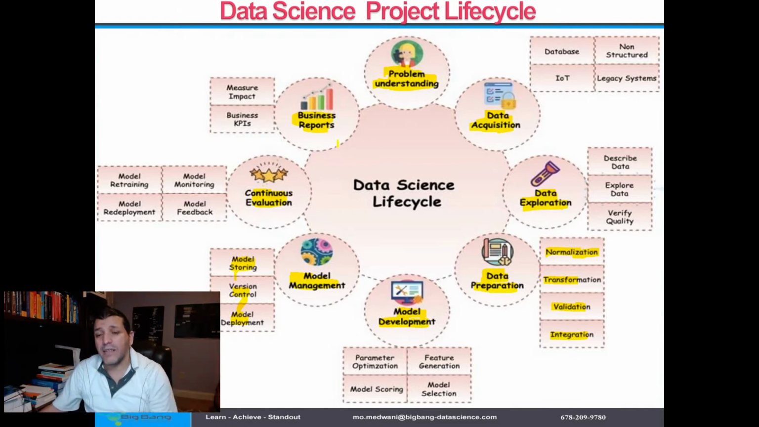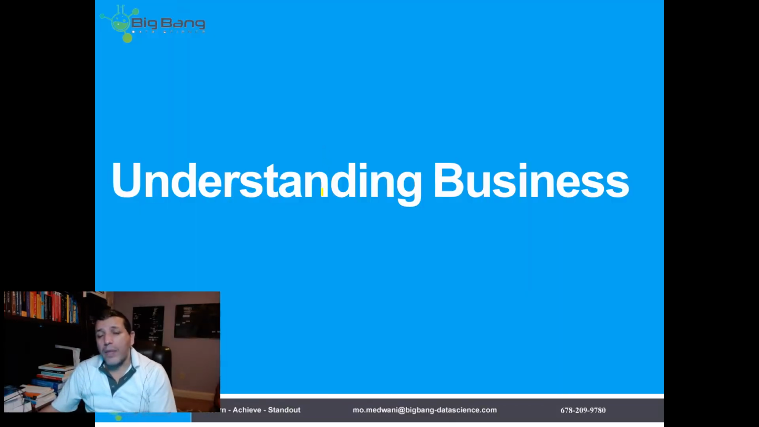So this is the cycle, and now I will take you through what is exactly happening under every phase: under problem understanding, under data understanding, under data preparation, modeling, evaluation and optimization, and deployment. In data science, there are a lot of methodologies that you could use to control and monitor the progress of your work, from the beginning of the project all the way to the end.